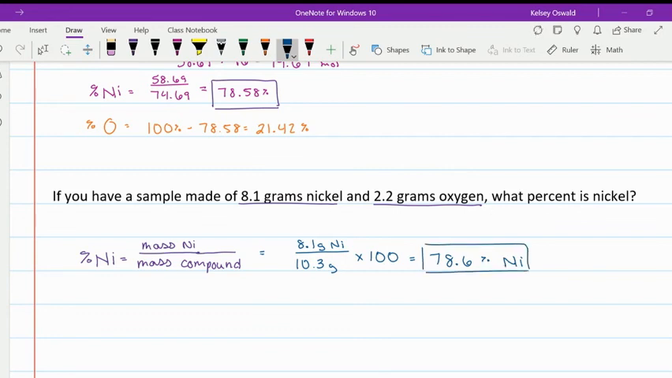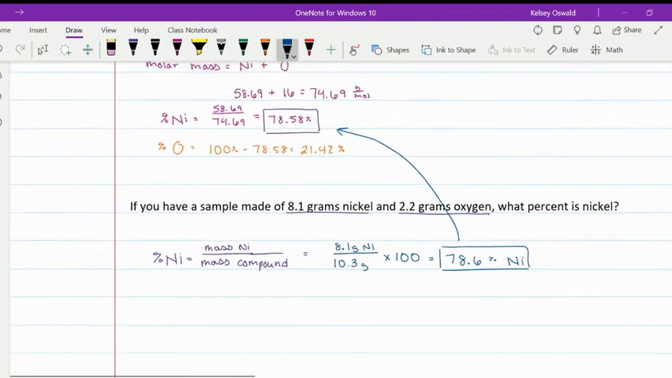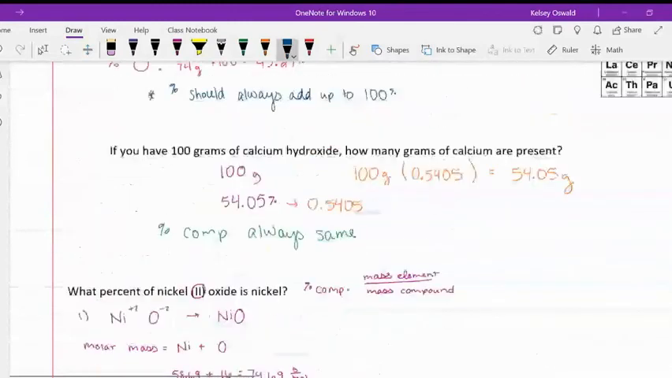We should find that this matches up with the percentage that we found earlier. So we can see whenever we have nickel(II) oxide, we're going to have that same percentage, whether we're working with experimental data in the lab or looking at theoretical data on the periodic table. All right, guys, let me know if you have any questions.